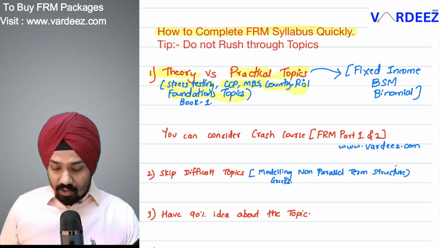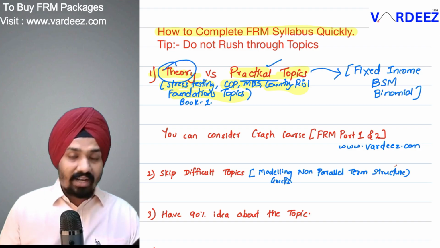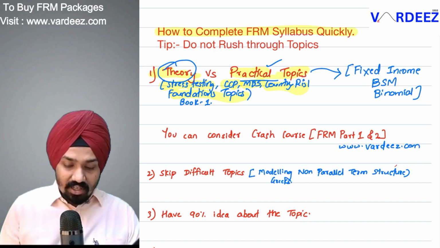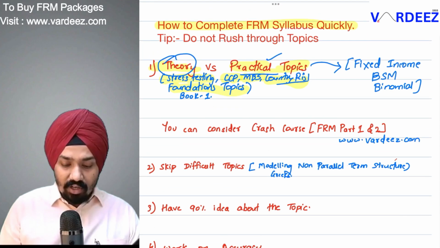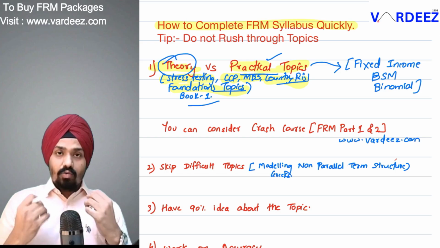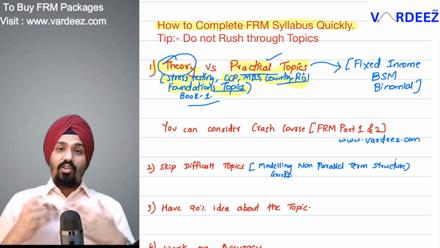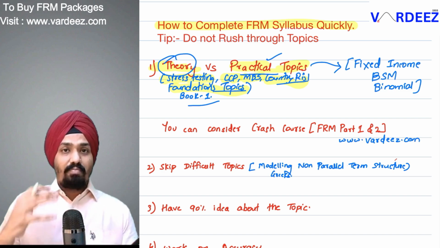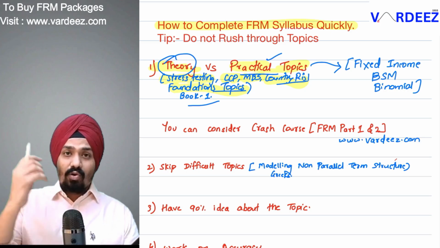So let's begin. The very first thing I have here is theory versus the practical topics. What I mean by that is all the theory topics, let's say stress testing, CCP, mortgage-backed security, country risk, and probably the foundations, which is book number 1. These are purely theory in nature. So rather than investing your time on watching a video for this, or spending too much time on this, it's really important that you focus on these by reading the material so that you get the time that can be utilized for practical topics.